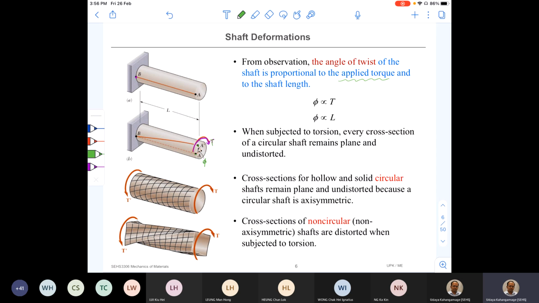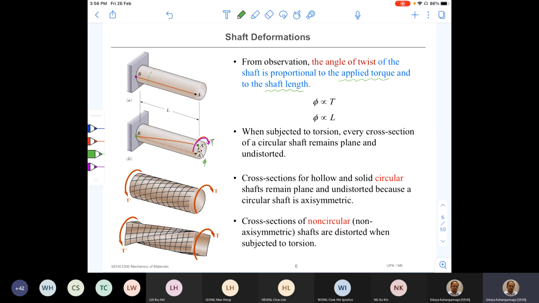And also it is proportional to the length of the shaft. The longer the length, the higher the angle of twist. So you can see that if you move towards the fixed end, the angle of twist becomes smaller. And at the point B here, the angle of twist is 0, no twisting at all. But if you move towards point A, the angle of twist gradually increases, right? Therefore, the angle of twist is proportional to the shaft length as well, okay?